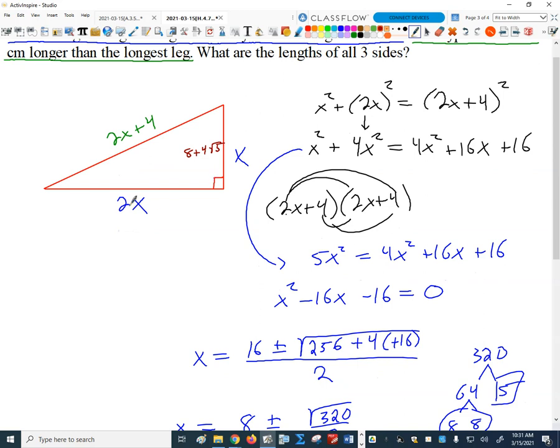Down here we're getting 2 times that. So if I distribute a 2 through there, I'd get 16 plus 8 radical 5, right? And then what about up here? Well, I'm getting the longer one plus 4. So if I add 4 to that number, I'm just getting 20 plus 8 radical 5. So there are the exact dimensions of that triangle, right?